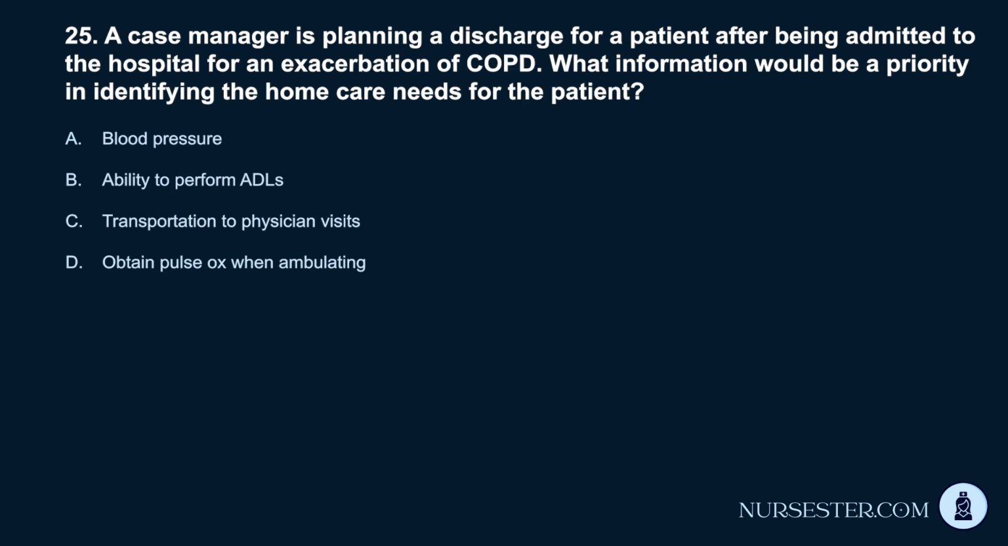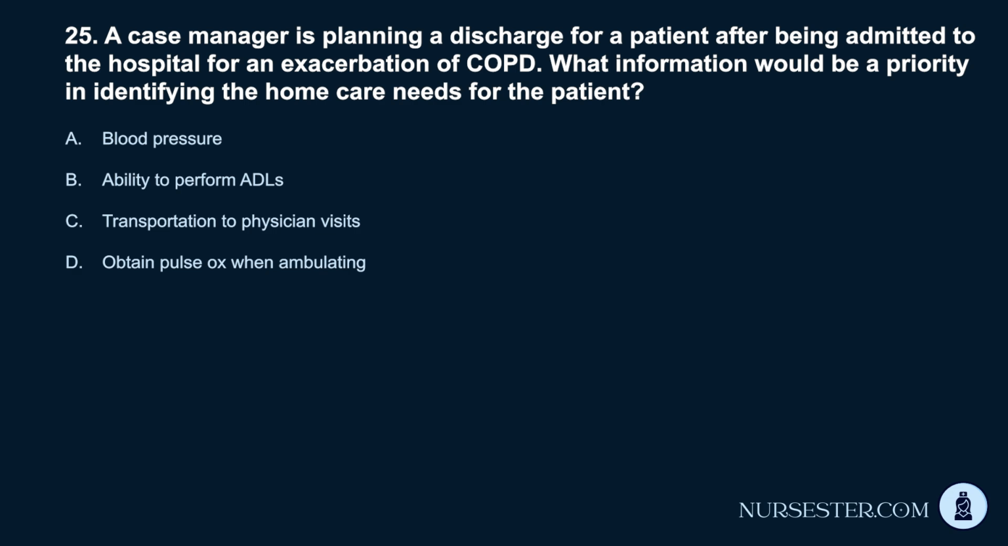25. A case manager is planning a discharge for a patient after being admitted to the hospital for an exacerbation of COPD. What information would be a priority in identifying the home care needs for the patient? A. Blood pressure.